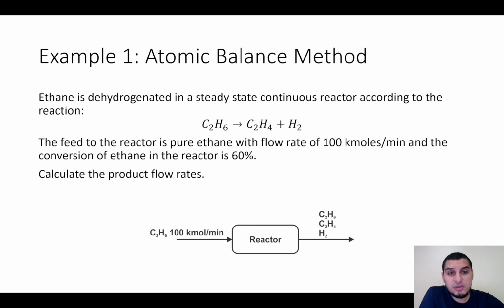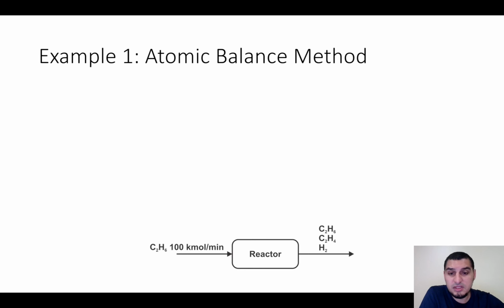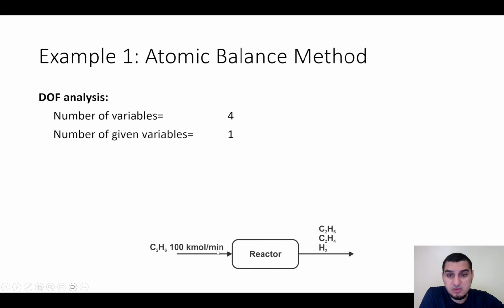So let's start with the degrees of freedom analysis. For the degrees of freedom analysis, we have the number of variables: 1, 2, 3, 4. So we have 4 variables. The number of given variables is 1. So we have 3 unknown variables, which are these 3 flow rates.